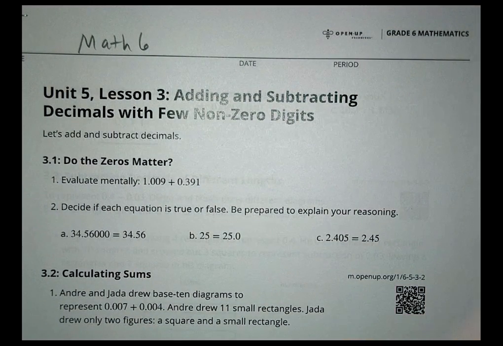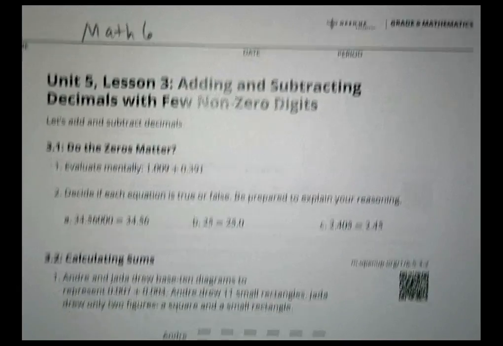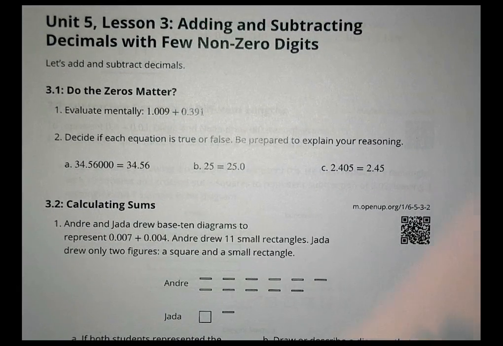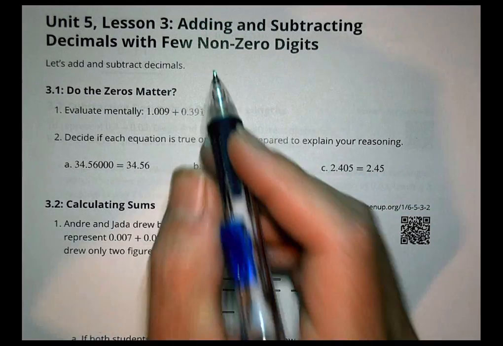Hey there, this is Math 6, Unit 5, Lesson 3, adding and subtracting decimals with few non-zero digits. Okay, so we're adding and subtracting. Here we go. The first one says, do the zeros matter? Evaluate mentally.